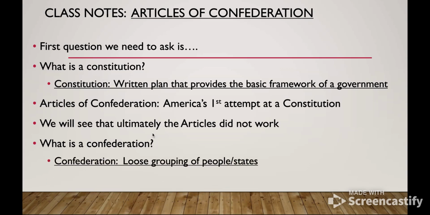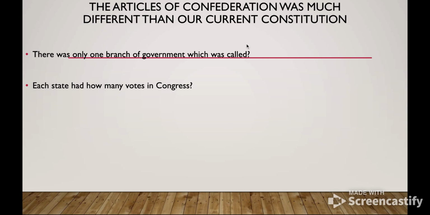We need to know what confederation is. Confederation is a loose grouping of people or states or countries. So think of it as a club, and the people in the club have something in common, but they're not super tight. They're not best friends. They're there for a common thing, but they don't agree on absolutely everything. So under the Articles, and we're not going to spend that much time on it, we're going to see why it didn't work.